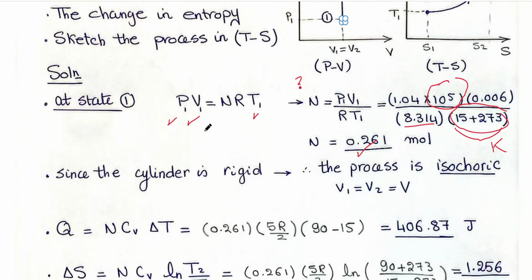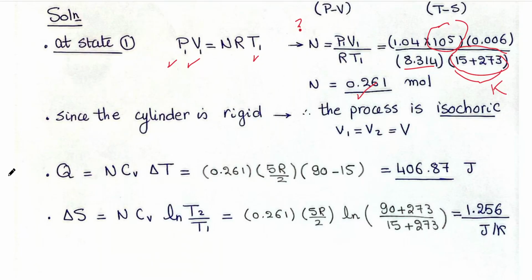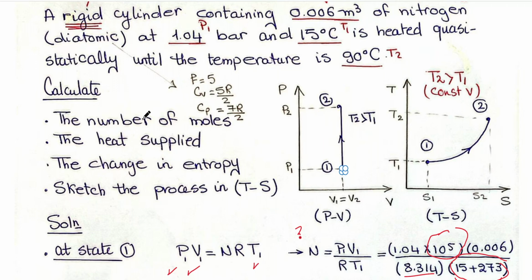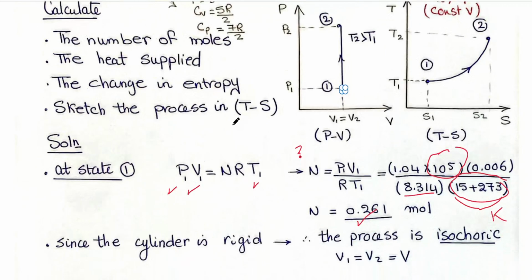Okay, to calculate the Q, I will put the equation of the heat energy, which is nCvΔT. Why Cv? Because it's a constant volume process as we mentioned before. So now you have the n, the Cv. Do you remember from where I can get the Cv? From the type of the gas. We said that the type of gas is diatomic. So f is 5, Cv is 5R over 2, and the Cp is 7R over 2.